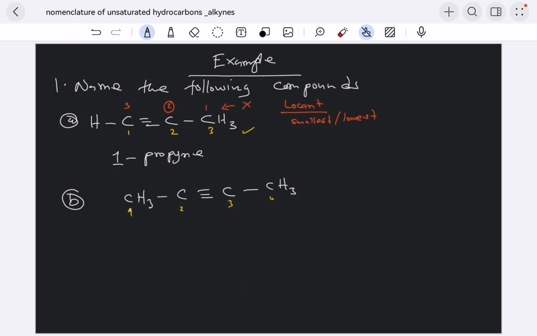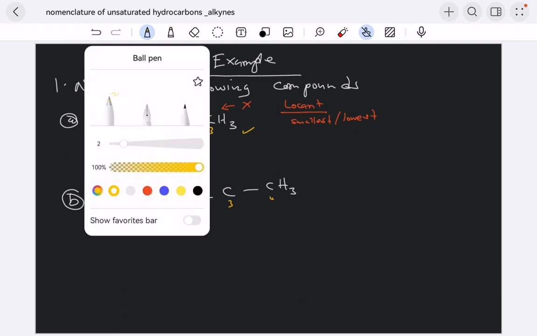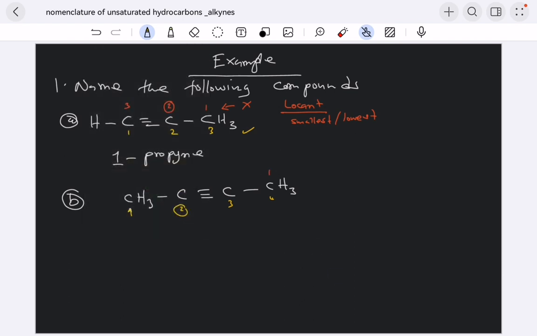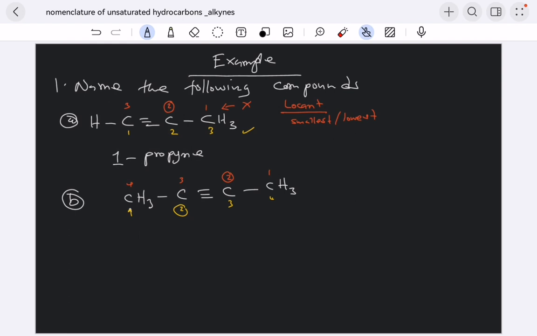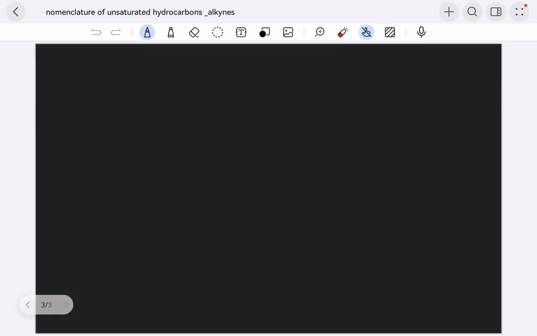So here our triple bond is at position number 2. If we start from the other side, this will be 1, 2, 3, 4. Still the triple bond is at position number 2. So in terms of the locant, it's the same. So to name this particular compound, we'll just state the position of the triple bond, which is position number 2. Then the longest chain is butyne, because it's 4 carbon atoms. Let's look at another example.